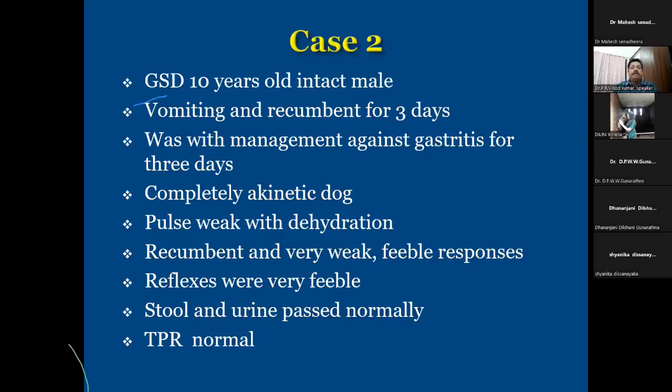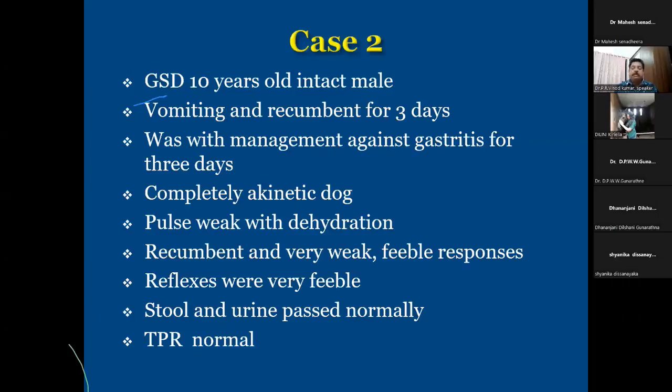Then this German Shepherd, which is not geriatric but an old intact male, had vomiting for 3 days. It is having continuous vomiting, and some management was given somewhere with antibiotics or so. Completely akinetic. The dog is not moving, only respiration is there. Pulse is very weak with dehydration. Feeble responses. Reflexes were all feeble. Stool and urine pass normally.